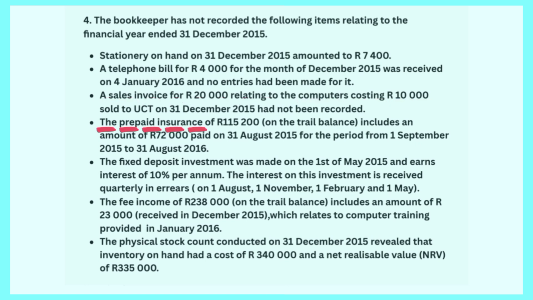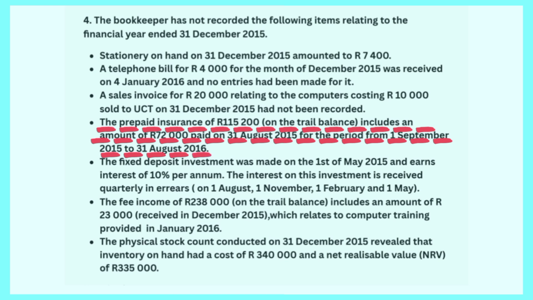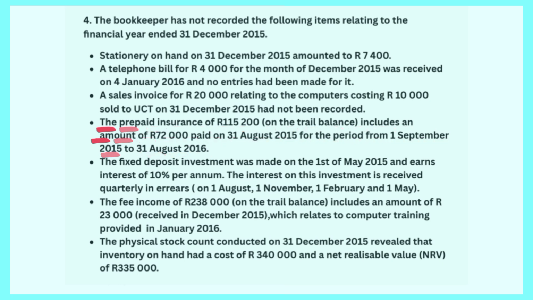Next, the prepaid insurance of 115,200, the one on the trial balance, includes an amount of 72,000. This amount was paid 31st August 2015 for a period from 1 September 2015 to 31st August 2016. This amount, 72,000, has already been paid. What we need to do is to remove the months which do not belong to this financial period, amounts which were not supposed to be here. Okay, what are those amounts? From September to August 2016, this is a 12-month period.